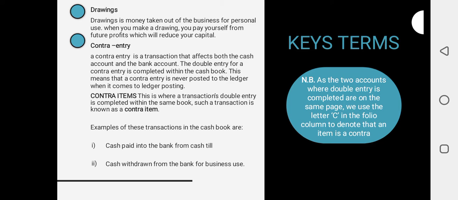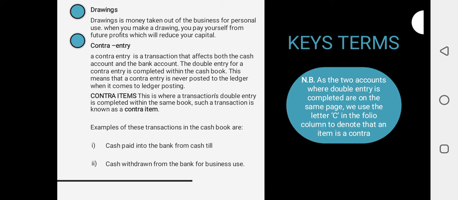There is another key term I want us to look at, which is a contra entry. Where does this animal come from? Which planet? A contra entry is a transaction that affects both the cash account and the bank account. Let's go through this again. What is this contra entry? We are talking of a transaction that will affect two accounts in the two-column cash book. It will affect the cash account and the bank account.